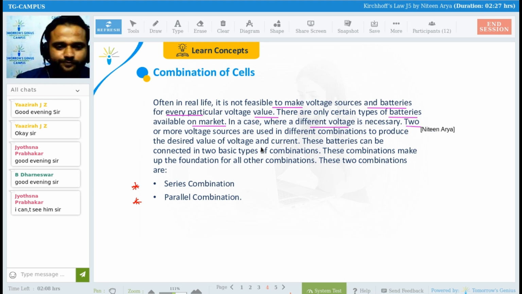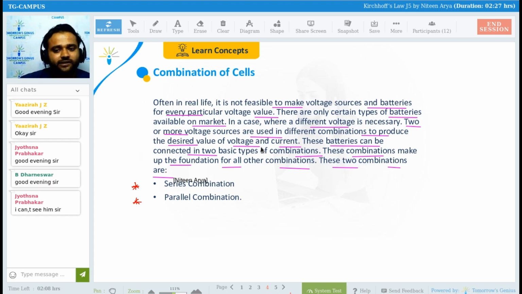So two or more voltage sources are used in different combinations to produce the desired value of voltage and current. These batteries can be connected in two basic types of combination. These combinations make up the foundation for all other combinations. These two combinations are series combination and parallel combination.